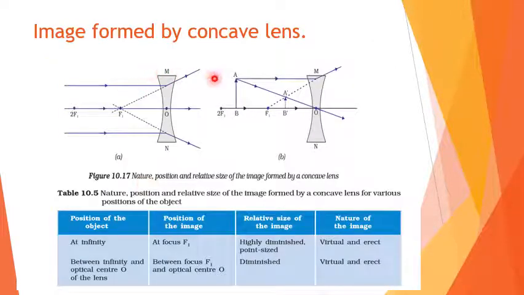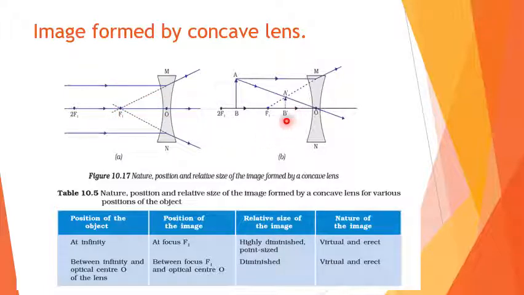Now image formation by concave lenses. Previously we studied image formation by convex lenses. Now we study image formation by concave lenses. Only two images are formed. First, when the object is at infinity, the lens diverges the rays of light. So the image is formed at the focus, and again it is diminished and point size, virtual and erect. Why virtual? Because it is on the same side where the object is.